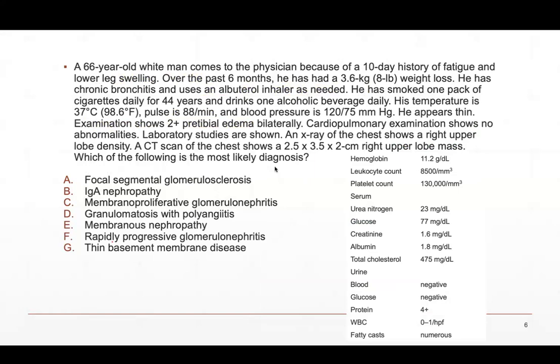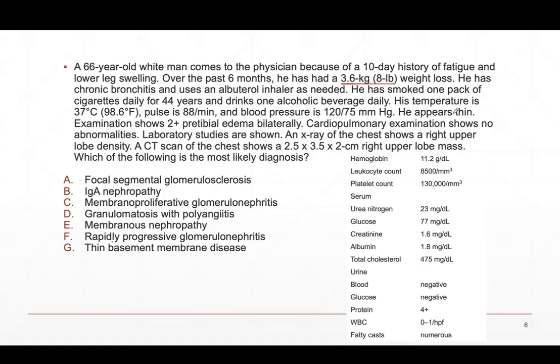Right, next question. A 62-year-old white man comes to the physician because of a 10-day history of fatigue and lower leg swelling. Over the past 6 months, he has had a 3.6 kilogram weight loss. He has chronic bronchitis and he uses an albuterol inhaler as needed. He has smoked 1 pack of cigarettes daily for 44 years and drinks 1 alcoholic beverage daily. His temperature is 37 degrees Celsius and his pulse is 88 per minute and his blood pressure is 120/75. So his vitals are normal.